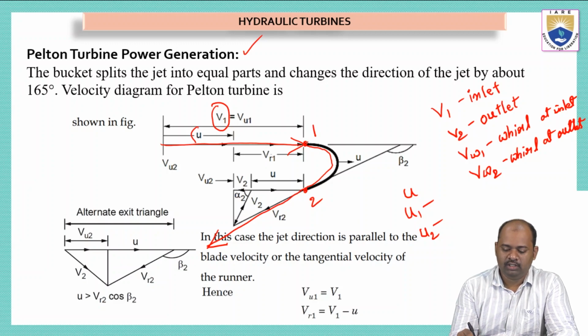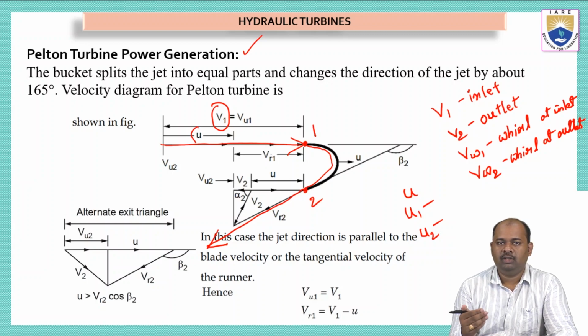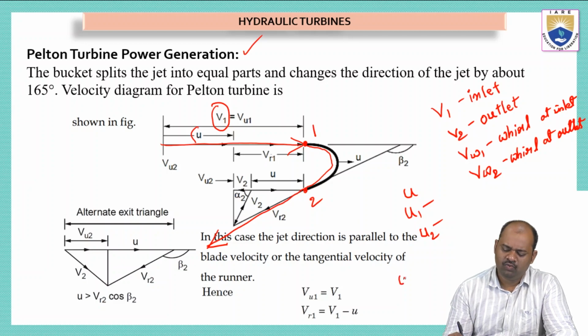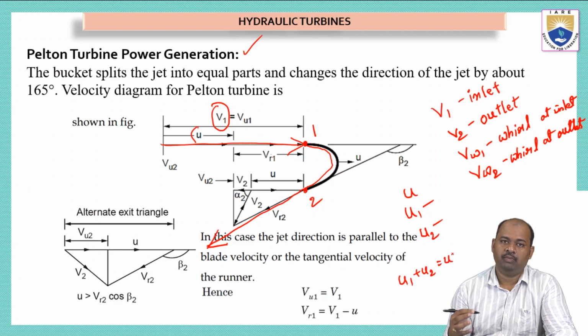Okay, so point 1 will be near the shaft and point 2 will be away from the shaft. Because of this, these two points will have different velocities. That means the velocity of the bucket will be different at points 1 and 2. So depending on this, we have to take the velocities of the bucket separately, whereas U1 plus U2 will ultimately give you the velocity of the bucket.